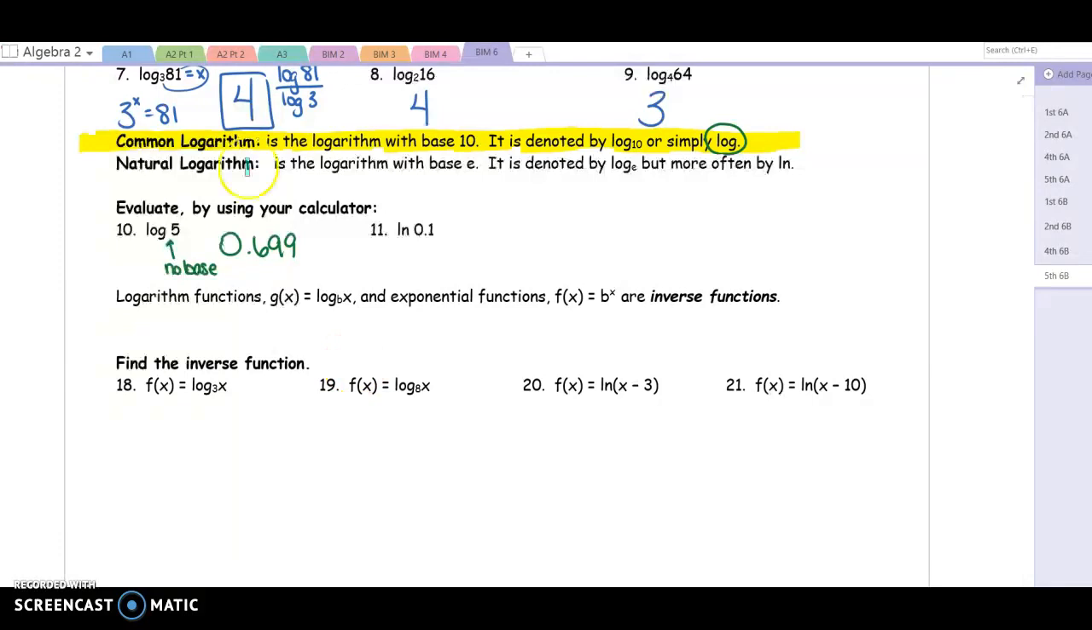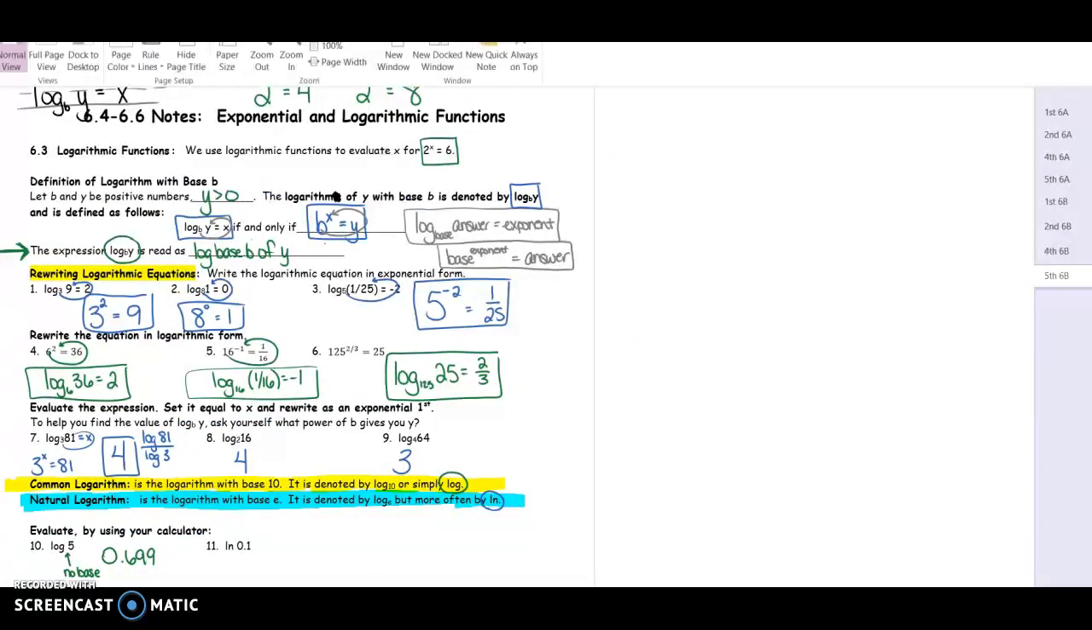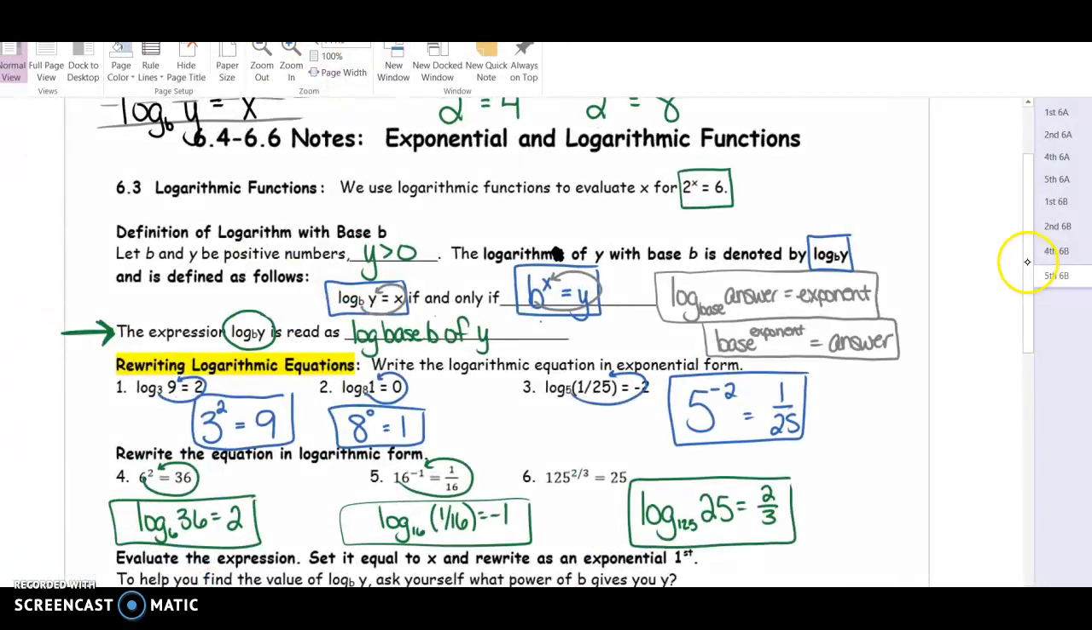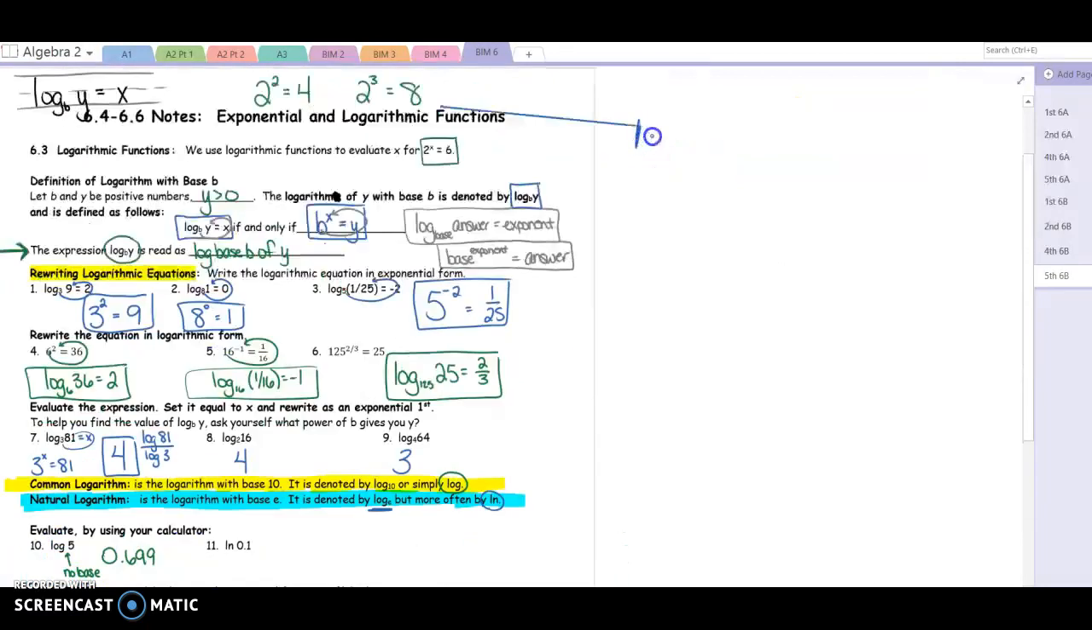ln is called the natural log. The natural log is base e, and we use ln to represent the natural log. So when you see ln, it means log base e.